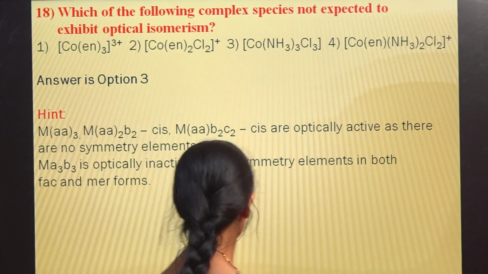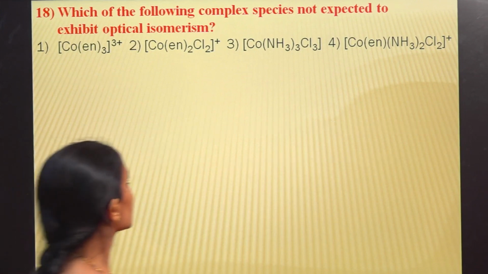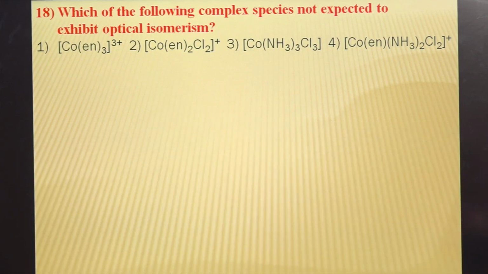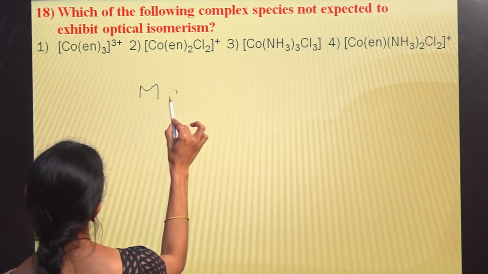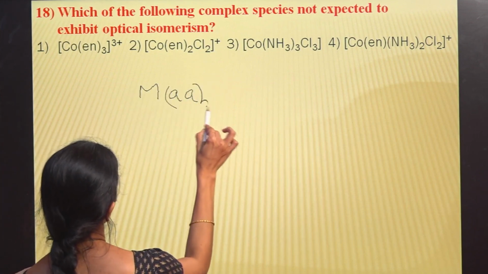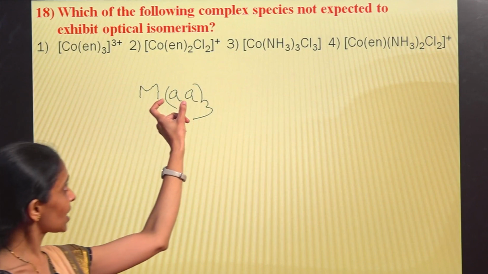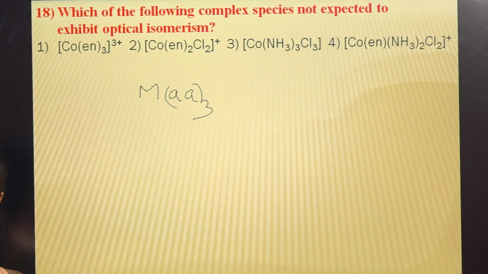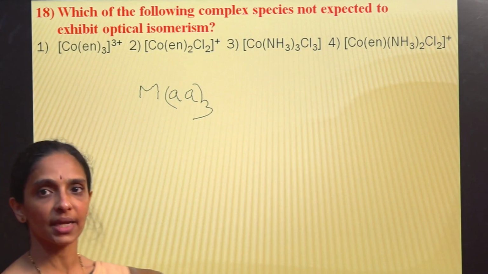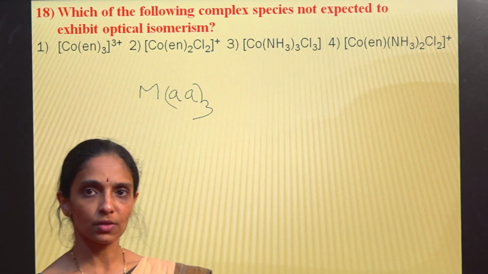So this is a question on optical isomerism. Which of the following complex species is not expected to exhibit optical isomerism? Have a look at the first complex. It is of the type MAA3. Okay, MAA3. What does the AA stand for? It stands for a bidentate ligand. EN, okay, is a bidentate ligand. Ethane 1,2-diamine, is it not? It's a bidentate ligand, just like your oxalato ligand. Ox is also a bidentate ligand.